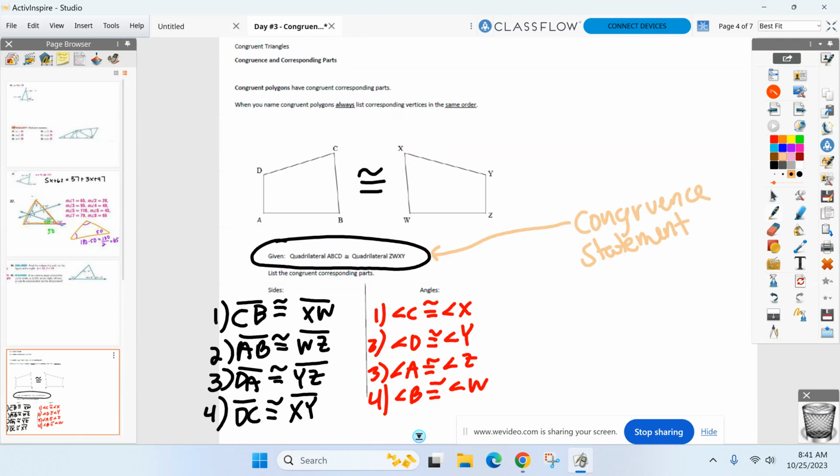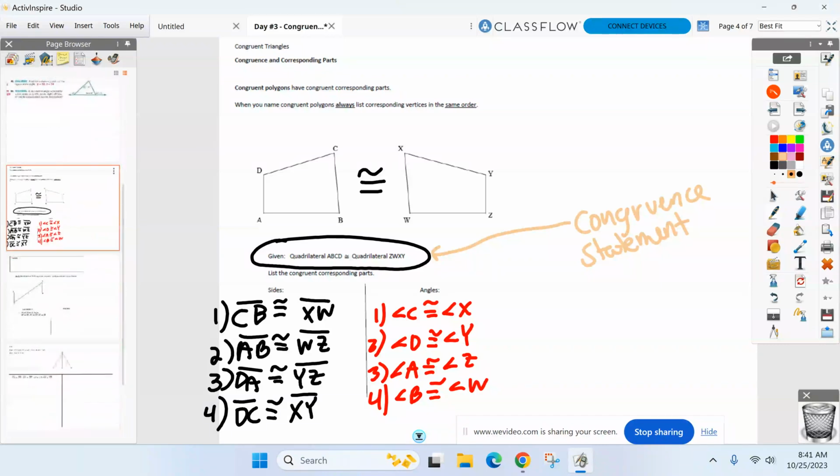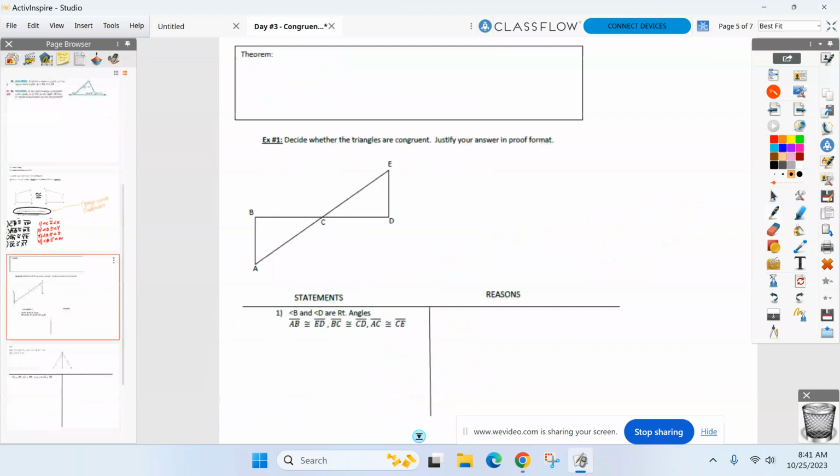So when you are going to write your own here in a minute or two, you have to make sure you can't just write it in whatever order you want. You've got to make sure that all the sides and angles match up when you write it. Questions? Okay, here we go. Buckle up. This is one of my favorite couple days here in this unit.